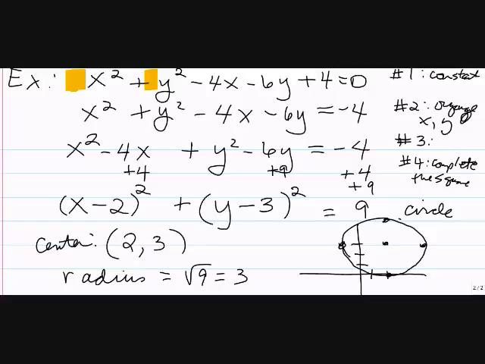4x squared plus 4y squared would give me a circle. 4x squared plus y squared is going to give me something else. That one we'll do next. And my example is 4x squared plus y squared.